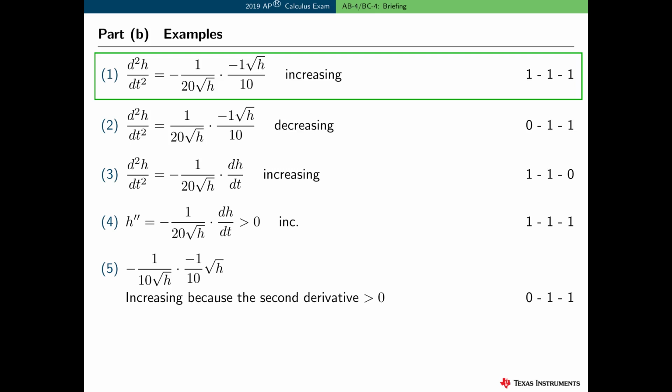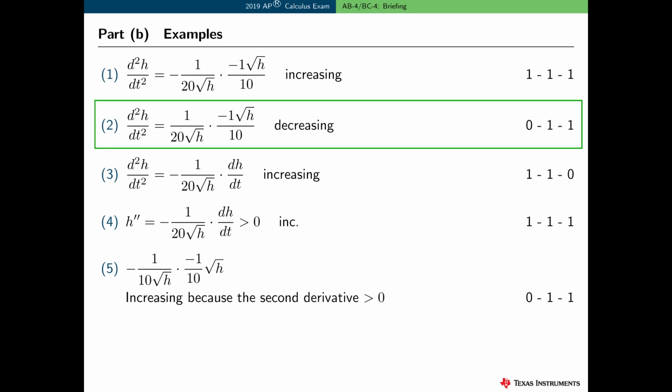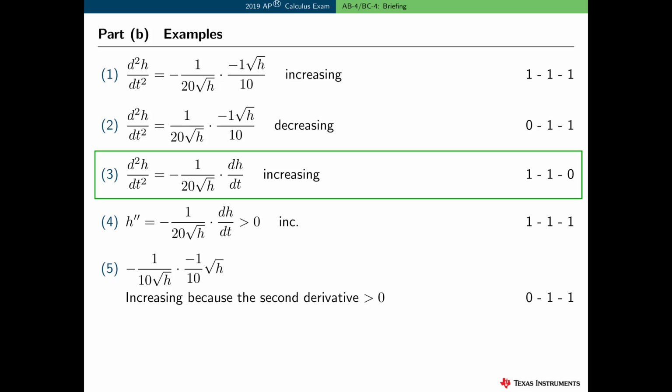Here are some example responses in Part B and how each was scored. Now, example 1 is pretty minimal, but all 3 parts are there. We assume that the student can see from their expression that d squared h over dt squared is positive. In example 2, the student does not earn the power rule point. They earn the chain rule point, and their answer is consistent. So this earns 0, 1, 1. In example 3, the student earns the first 2 points, but there just isn't enough evidence here to support the answer of increasing. So this earns 1, 1, 0.